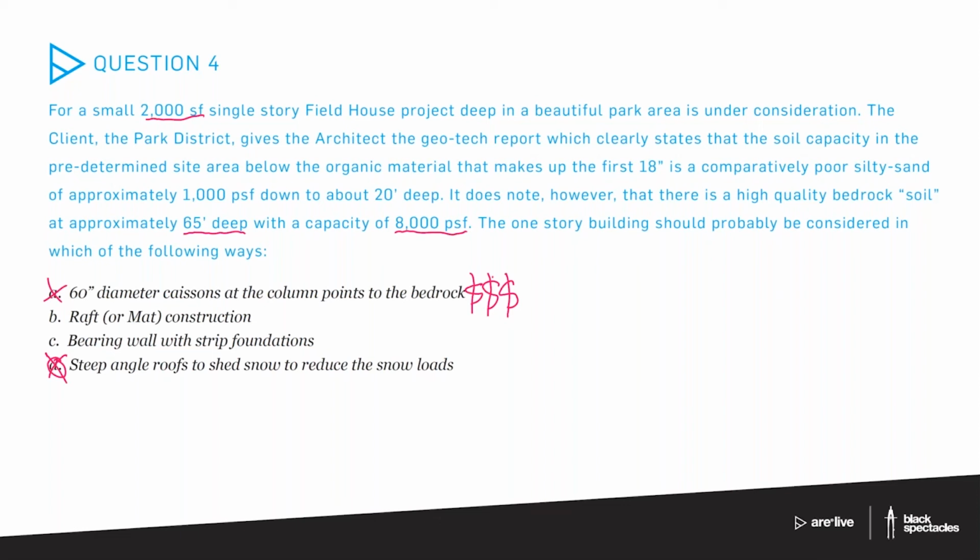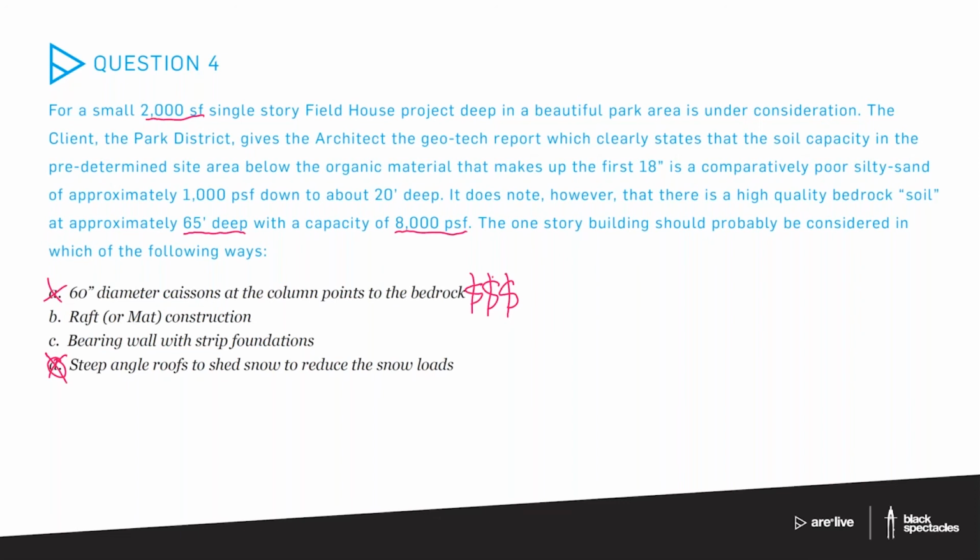C, with a building that's only 2,000 square feet, typically C would be the preferred installation method for a foundation on a building of this scale. However, if you look, we have to go 20 feet deep to get to decent bearing capacity on our soil test. That is a long ways for a narrow bearing wall strip footing foundation.